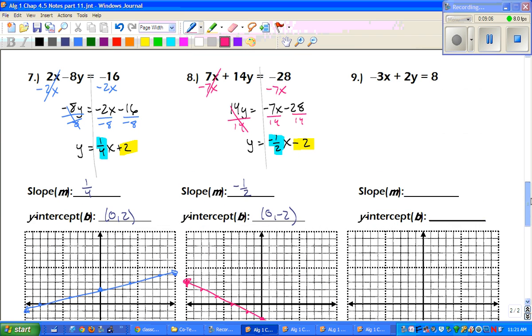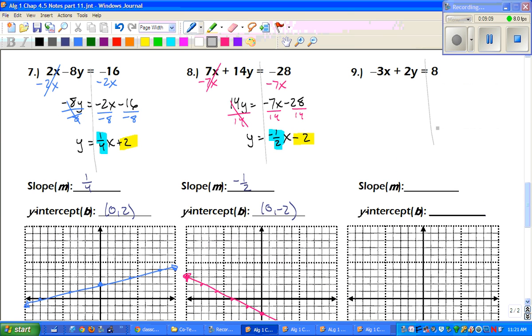All right, let's do one more together. And then you guys will be on your own for the bottom. So I'm going to solve for y, add 3x to both sides, and we get 2y equals 3x plus 8. Okay, we have to divide everything by 2. Y equals 3/2x plus 4. Okay, so pay attention to what your slope and what the y-intercept are. The slope is 3/2 and 0, 4.